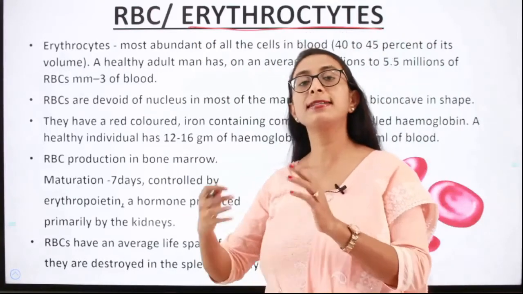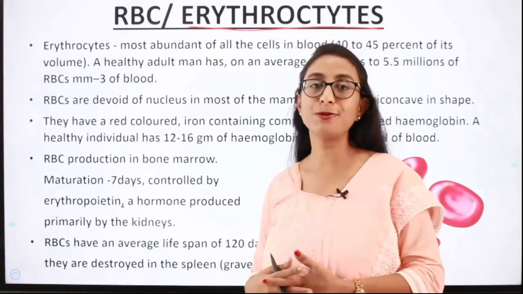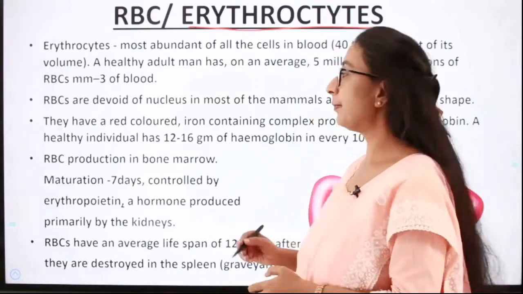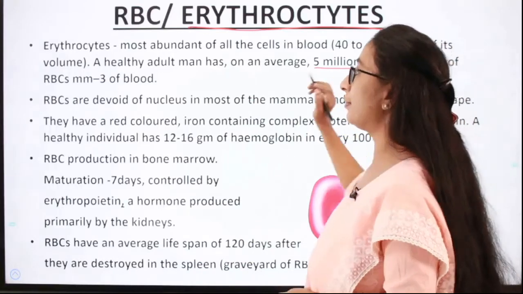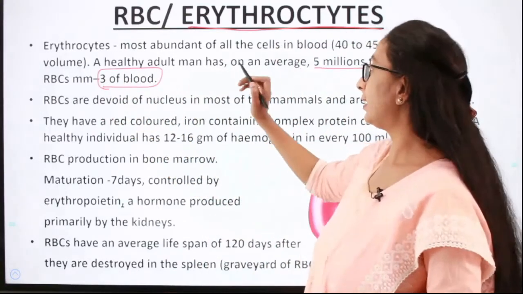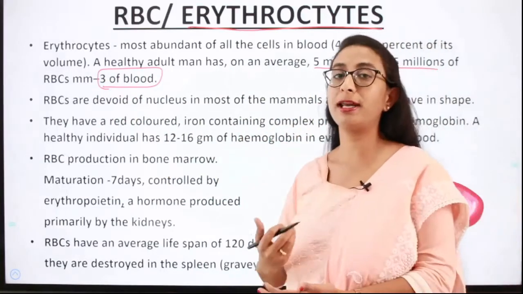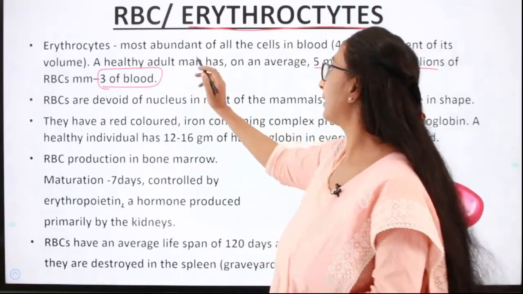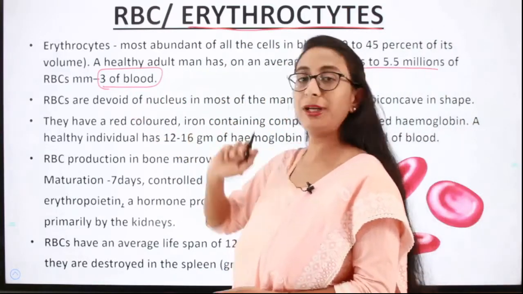In comparison to WBCs and platelets, RBCs are the most abundant cells present in the blood. A healthy adult man has an average of 5 to 5.5 million RBCs in every 3 ml of blood. Sometimes even these factual questions arrive in your exams, so please try to remember this.